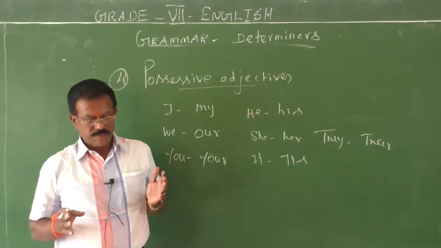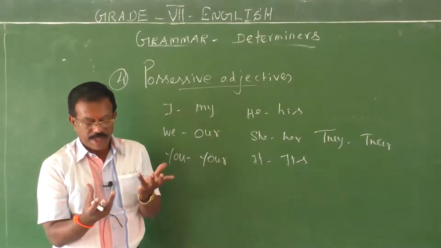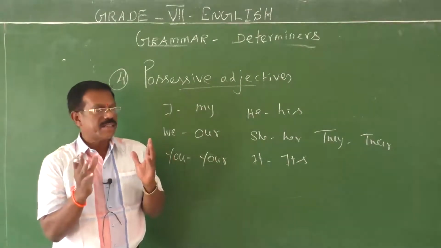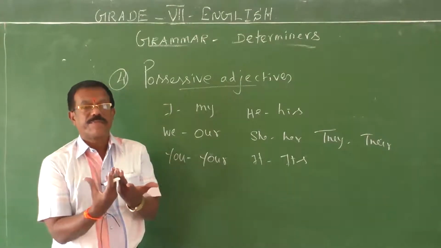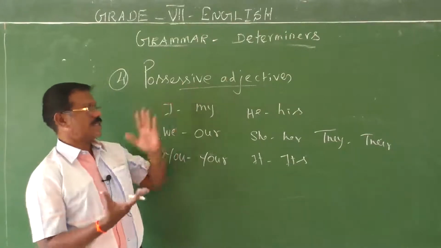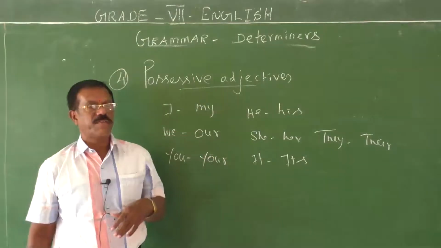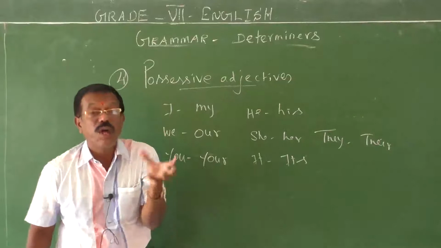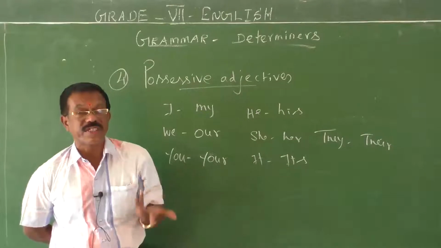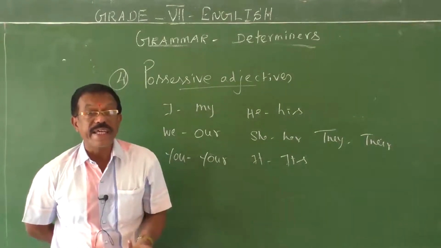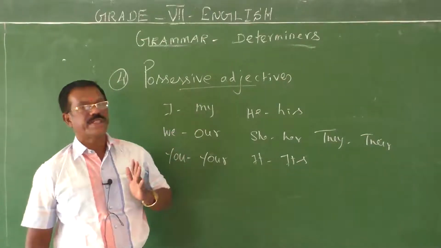We call them possessive adjectives because they are the possessive form of pronouns. They refer to the possession, the ownership, the belongingness. Therefore they are called possessive adjectives. That is important. Possessive adjectives are nothing but the possessive form of pronouns. Why do we call them possessive adjectives? Because they refer to the possession, the belongingness, the ownership.